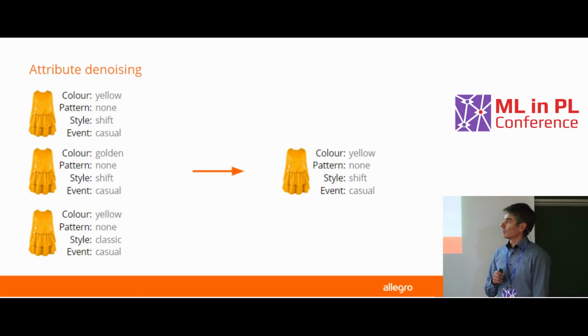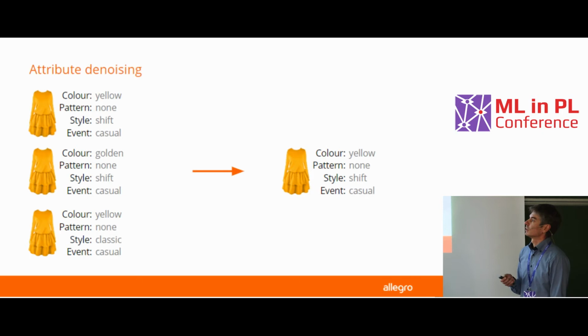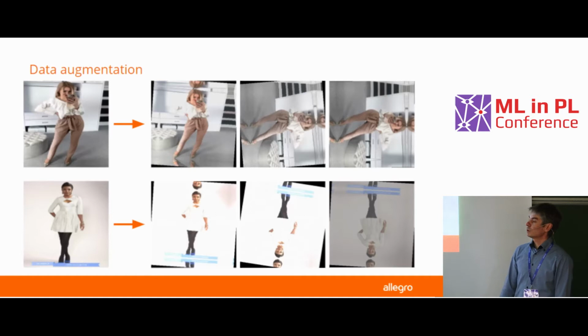But this is not the end of our problems. Now, these duplicated images have different attribute values because they came from different offers. And so we have noise in our attributes, and we must employ some means to denoise them. We do this here by majority voting. We also apply some data augmentation to our images, some random crops, random rotations, to make our dataset more difficult and more diverse.